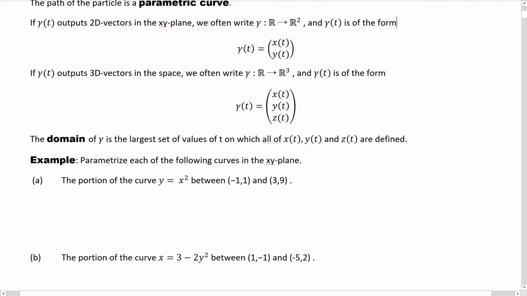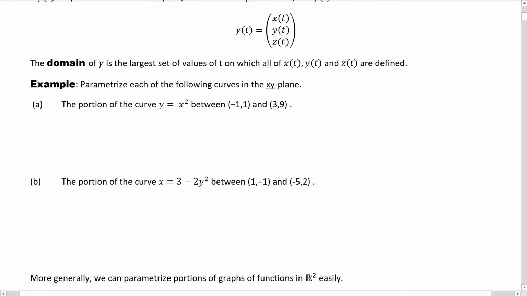The domain of gamma is the largest set of values t on which all of x of t, y of t, z of t are defined. So let's look at the following example. Parameterize each of the following curves in the xy plane. A, the portion of the curve y equals x squared between minus 1, 1 and 3, 9.